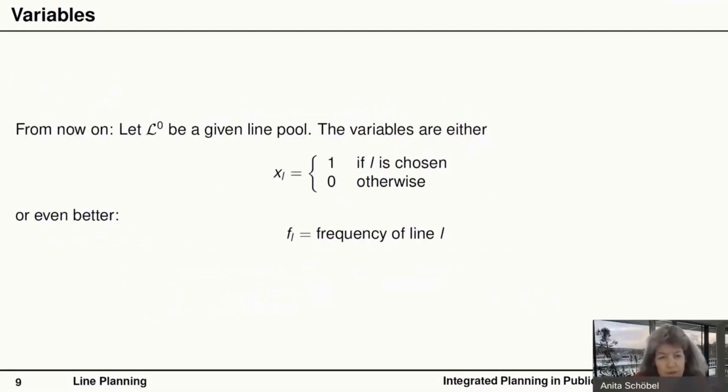So from now on, L0 is the given line pool, and we can use as variables either just 1 and 0 if it's only interesting to find a line plan, or the frequency if we want to deal with the frequencies of the lines. Meaning that our first step, the variables, is clarified.